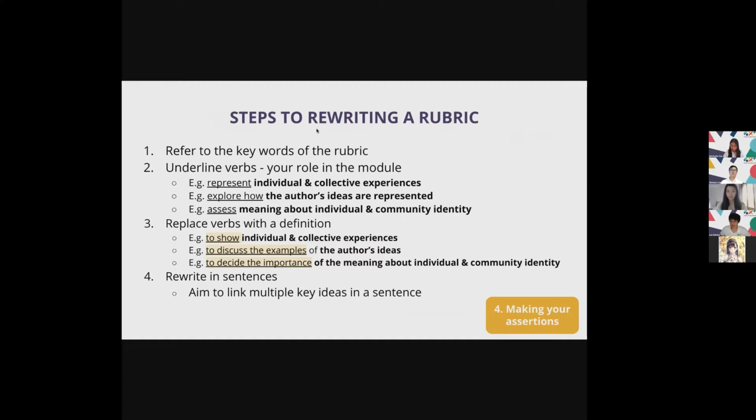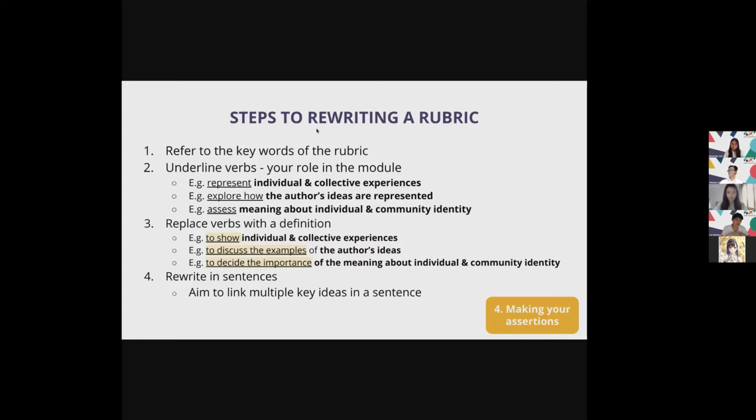Okay, so how would we rewrite a rubric? First, you would refer to the keywords, you would underline the verbs, the role in the module, which is exactly what you need to do. So learning to represent, learning to explore, learning to assess. Think of the verbs' definitions. How do you show individual collective experiences? Can you define author's ideas? Can you define the importance of meaning about individual and community identity? And rewrite them into sentences.